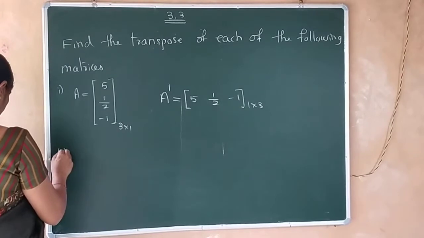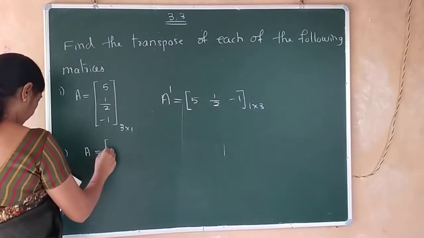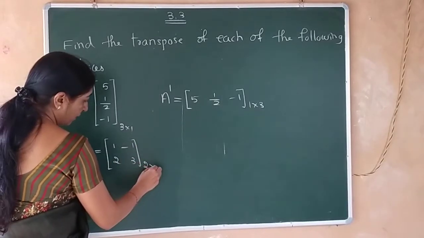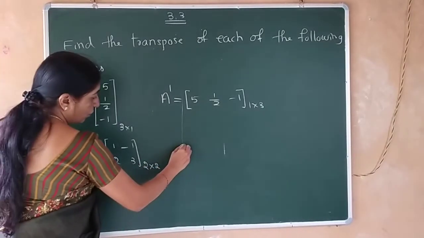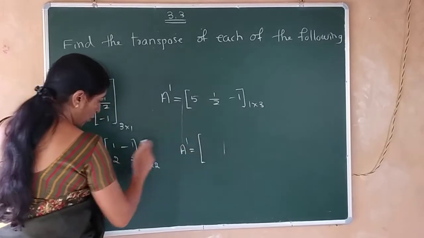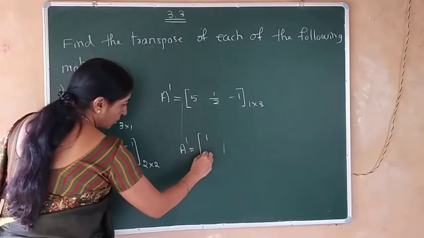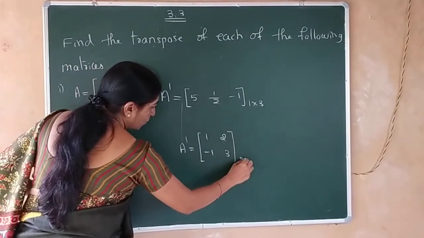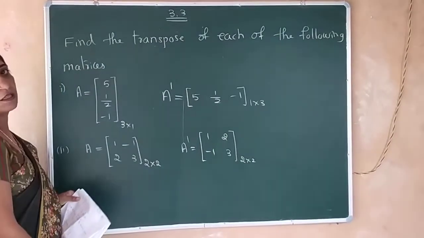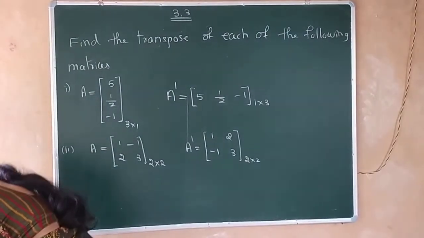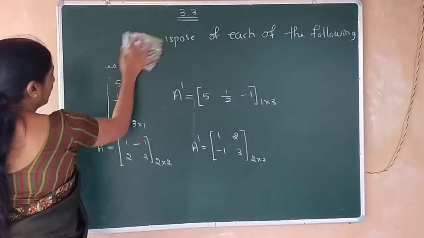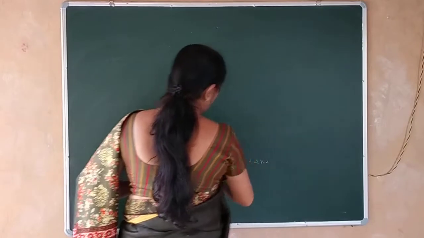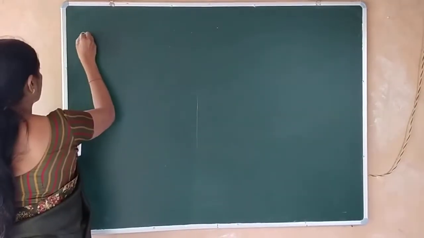First question. Second one, A. 1, minus 1, 2, 3. So what is its order? Its order is 2 by 2. In front of this, transpose. Row changes to column. 1, minus 1. Row has become column. Then the next one is 2, 3. Here the order is 2 by 2. It remains the same. Why? Because it is a square matrix. Now I am giving you the third and fourth as an assignment. That is, you have to write its transpose. Note down that. The third one is A.